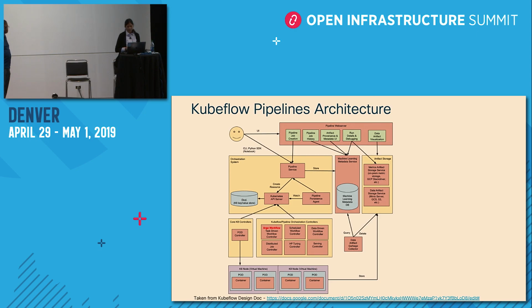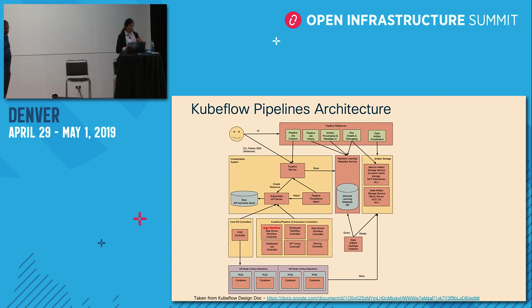This is a high-level architecture of KubeFlow pipelines. I'm not sure if it's very visible. The top box that you see here is the main component, which is the pipeline API server. It takes the job of looking at your KubeFlow pipeline that you have defined and running each of the stages of the pipeline as jobs on your Kubernetes cluster.